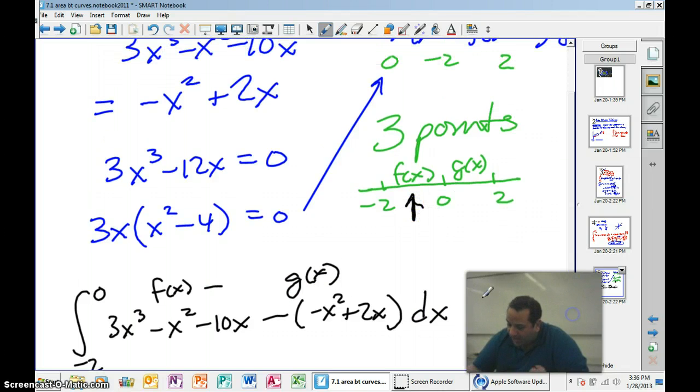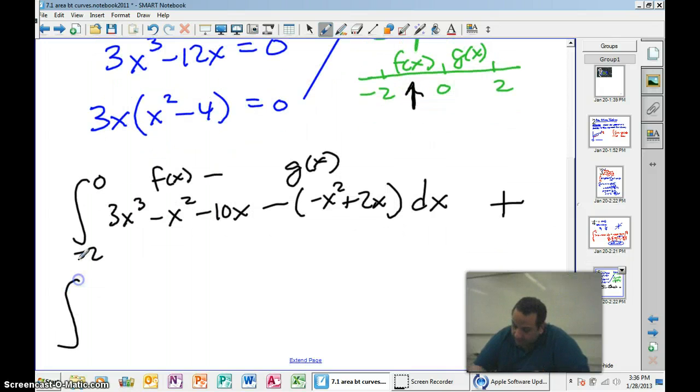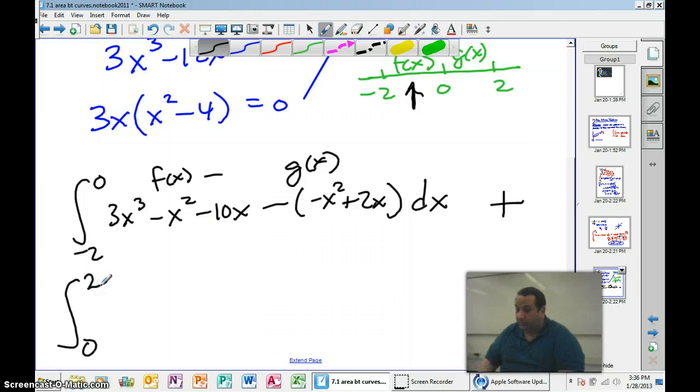Now I'm going to add whatever area I get there, I'm going to add 0 to 2. Got to be running out of time. 0 to 2. So the 0 to 2, I've got the g of x first, and then minus the f of x.